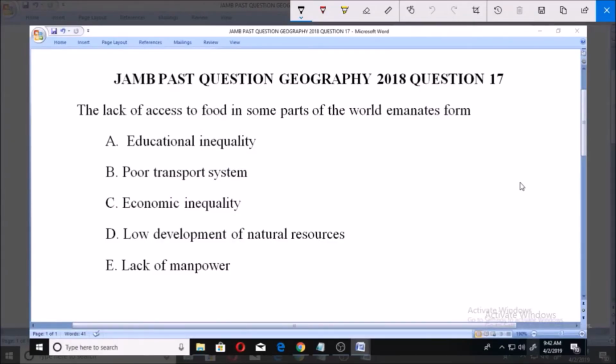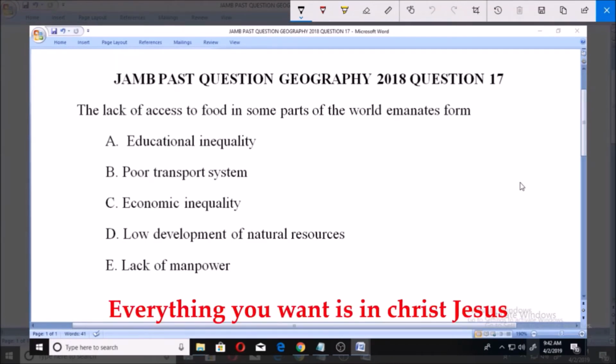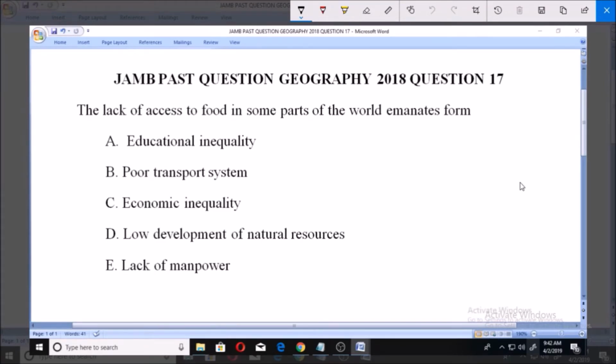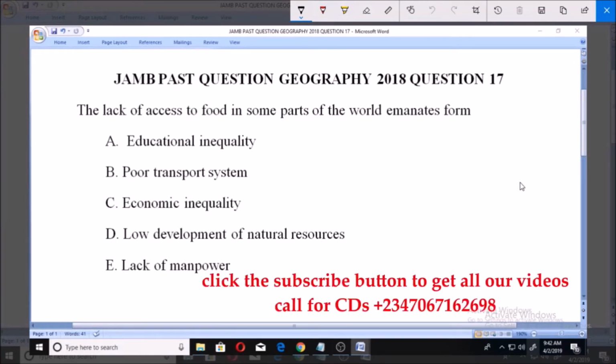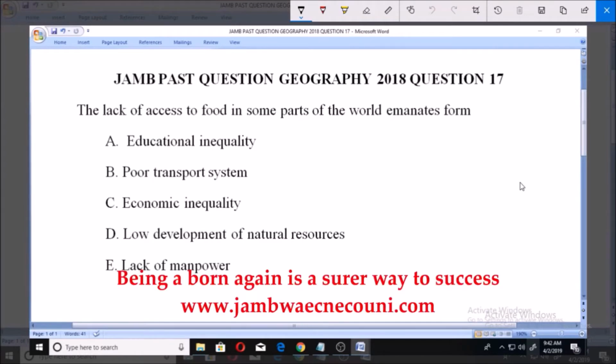The lack of access to food in some parts of the world emanates from: A. Educational inequality, B. Poor transport system, C. Economic inequality, D. Low development of natural resources, E. Lack of manpower.